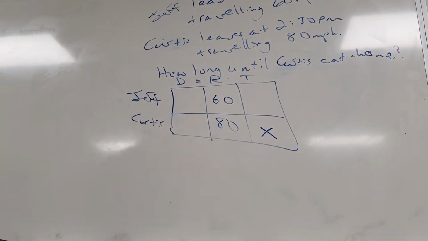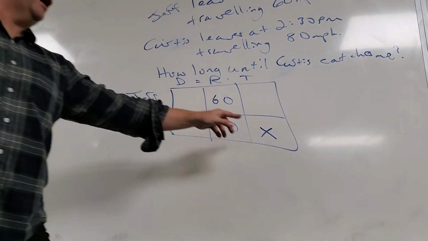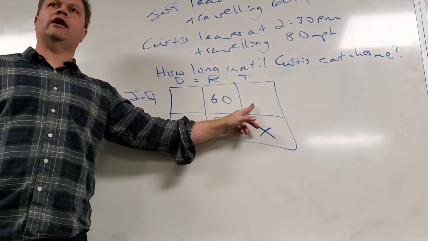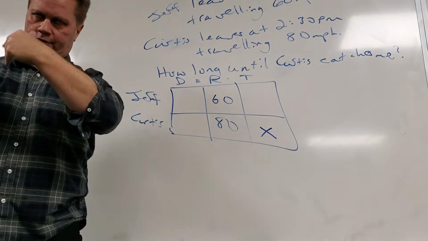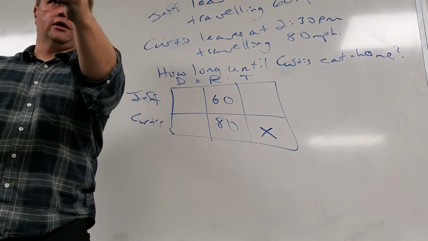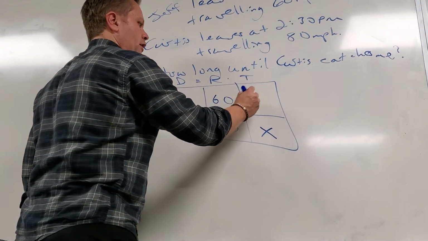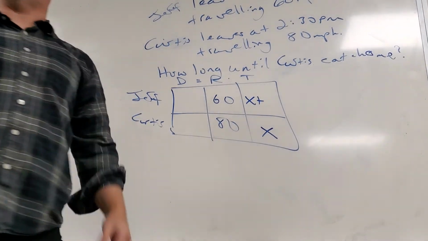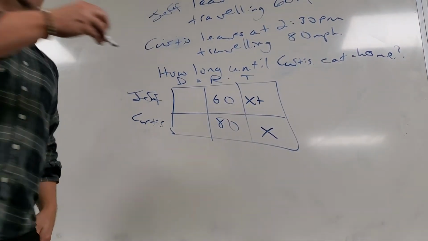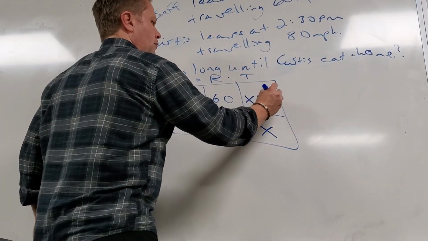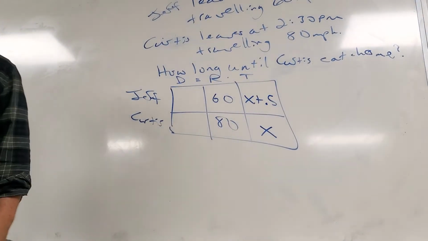Who's traveling longer, me or Curtis? Jeff, right? Me. So if Curtis is traveling for X hours, how much longer have I been traveling? 30 minutes, which is how many hours? 0.5. Good. So don't put x plus 30 here. That's going to freak the equation out. You can't have hours and minutes trying to work together. So I've been traveling for 0.5 longer.